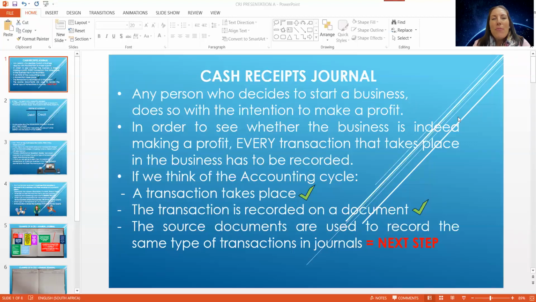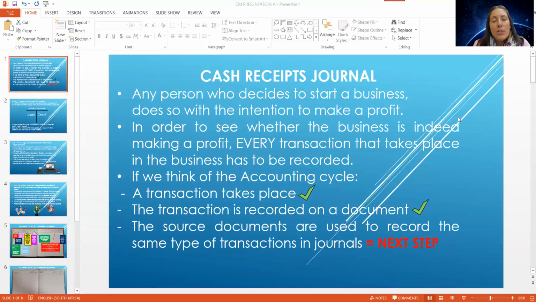Now, in order for us to see whether this business of ours is actually making a profit, we need to make sure that every single transaction that takes place in the business is recorded properly. If we think back to the accounting cycle that we did in the previous unit, we spoke about the different steps in the accounting cycle. We've spoken about the fact that when there's money changing hands from the client to our business in return for either a product or a service, we call that a transaction. So we've dealt with that.